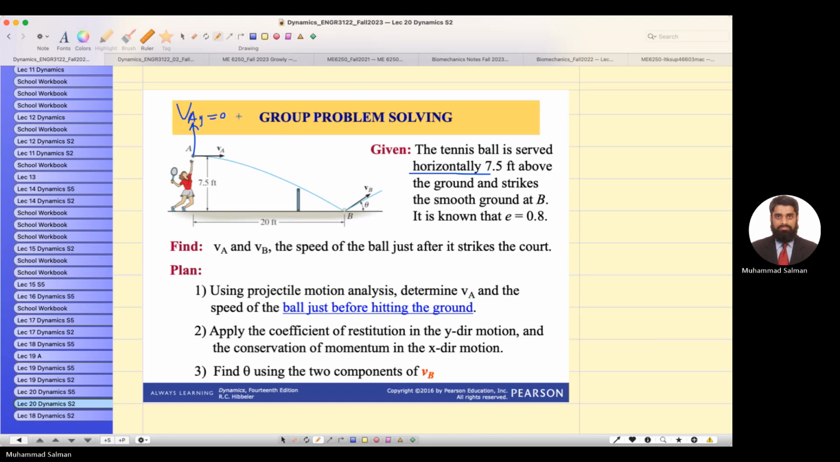Agreed? But VA equals VAx, which is the same horizontally. Okay, now it is 7.5 feet above the ground. It is 7.5 feet above the ground. So this is my ground and this is my datum line. Let me see. Yeah, let me take this one as the datum line. Okay.